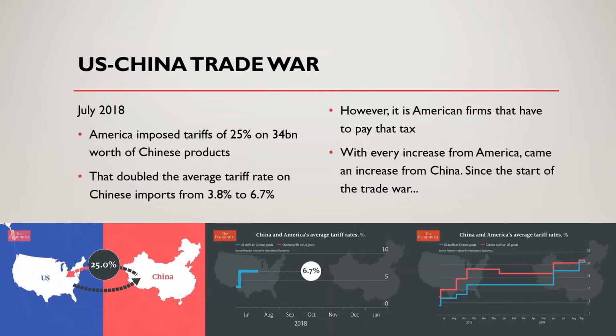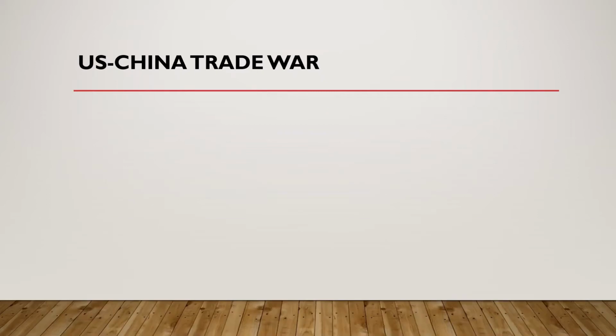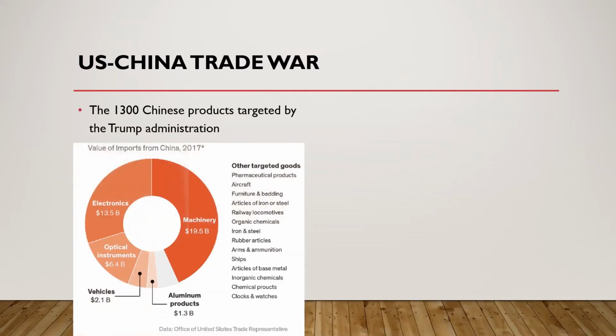Now, we know that 34 billion is a lot of money. However, it is not really clear at this stage how many businesses or how many industries got affected by this increase in tariff. So I did a deeper research and I found out that 1,300 Chinese products are targeted by the Trump administration, which means 1,300 products from China have an increase in tax of around 5 to 25%.